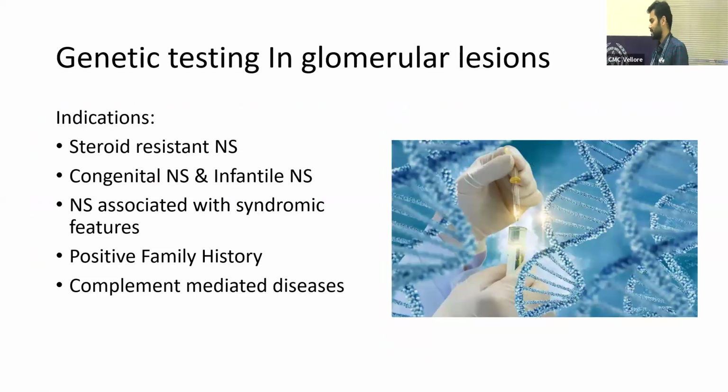So next is genetic testing. Genetic testing is not indicated for all patients, but it is indicated in some special situations, like a nephrotic presentation in a younger age group below 1 year of age, or if the patient has steroid resistant nephrotic syndrome, or an infantile or congenital form, or some syndromic features. If you're suspecting Alport syndrome, or the patient has a family history, you have to do this genetic testing. In complement mediated diseases, you have to rule out complement genetic defects also.